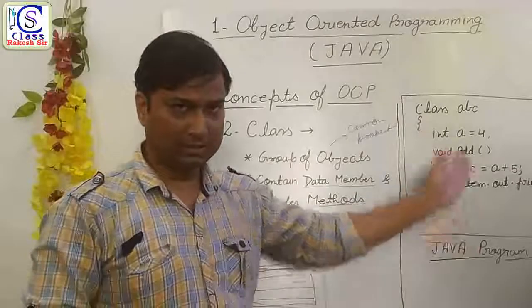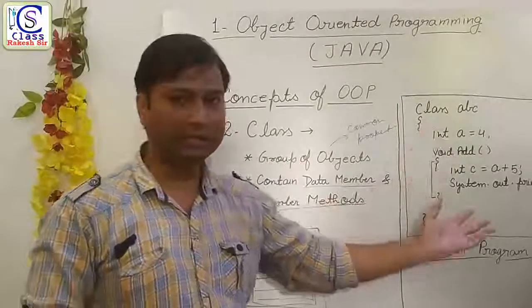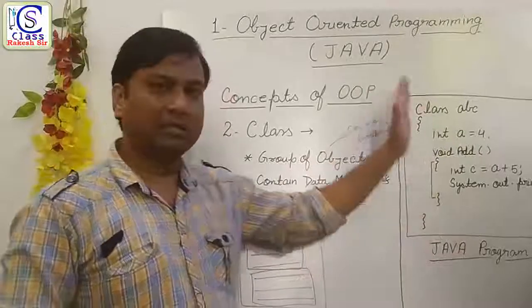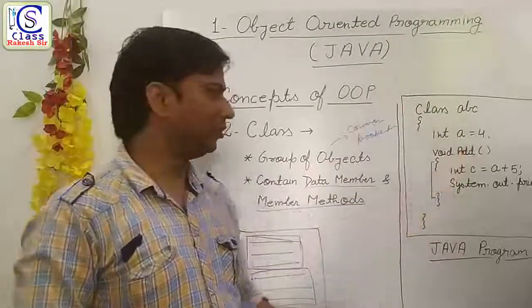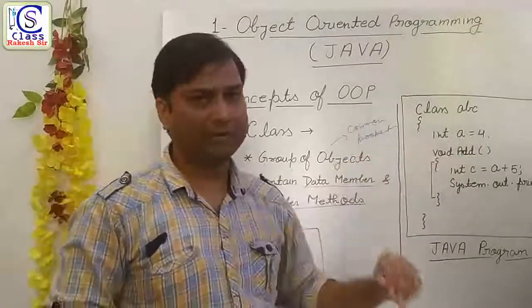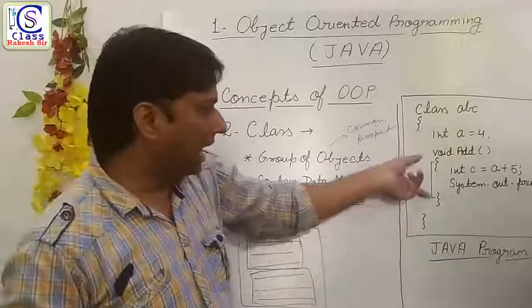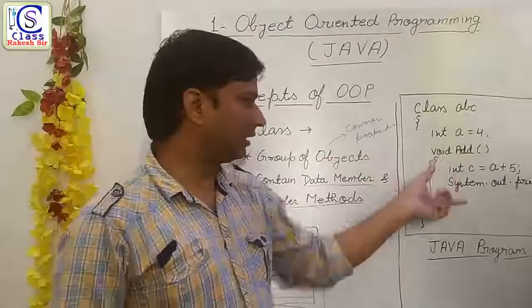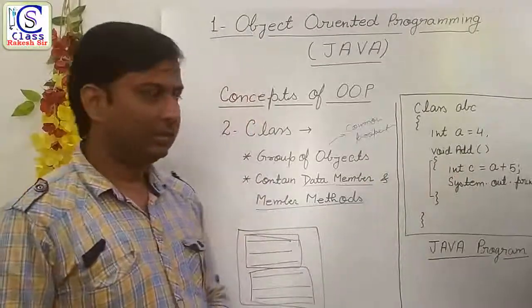Look at this Java program. I am showing a very simple Java program. Here, what is the data member and what is the member method? I am going to show it here. This int a equal to 5 is a data member, and this add is a group, right? This one is a group, and this one is a member method.